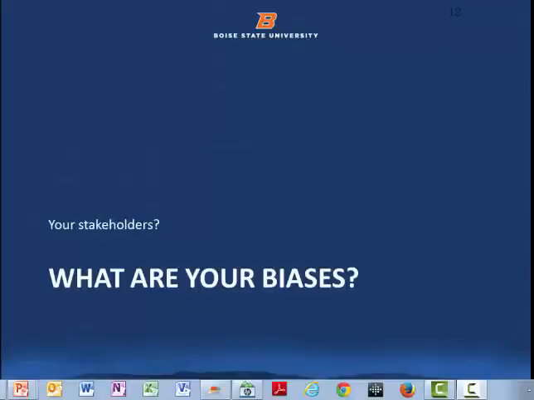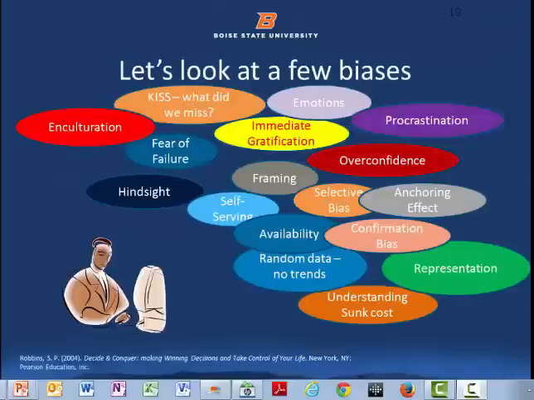As we look at the stakeholders, we're going to ask your stakeholders, what are your biases? You will get this from watching them, reading, looking at what they do, from the work they do, their comments. It'll help you understand what the biases are. Let's take a look at a big collection of biases.